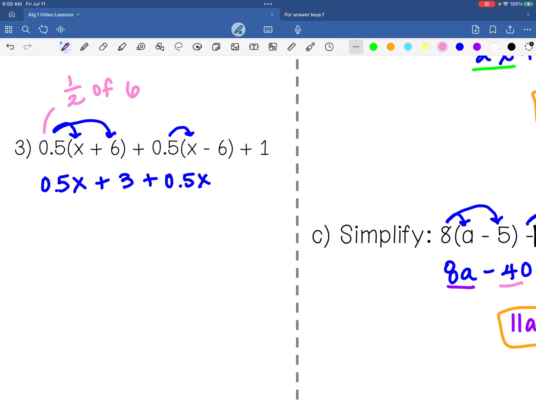And then this one is asking, what is 1/2 of negative 6? Well, 1/2 of negative 6 is negative 3. So whenever you're dealing with fractions or decimals and you're multiplying them, you're just thinking, what is 1/2 of that number? And that way you can do it without a calculator. 0.5 plus 0.5, 2 halves, is just 1 whole. 3 minus 3 is 0. 0 plus 1 is just 1.